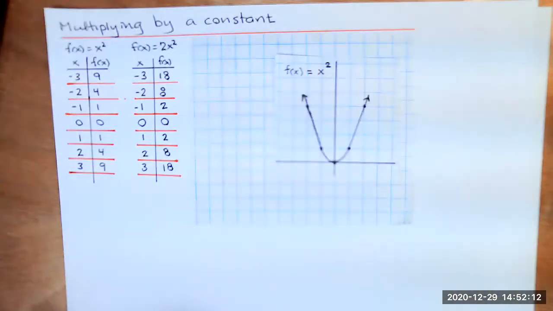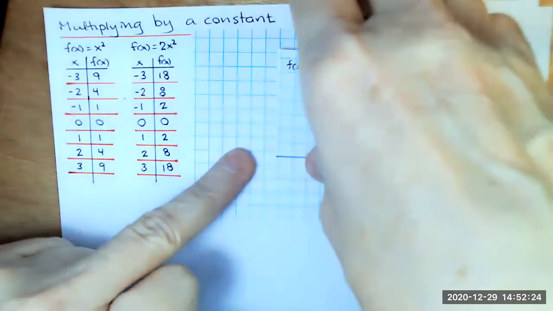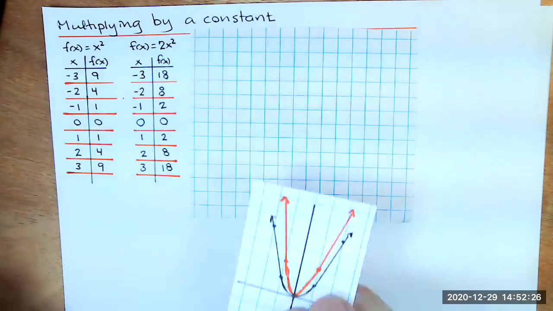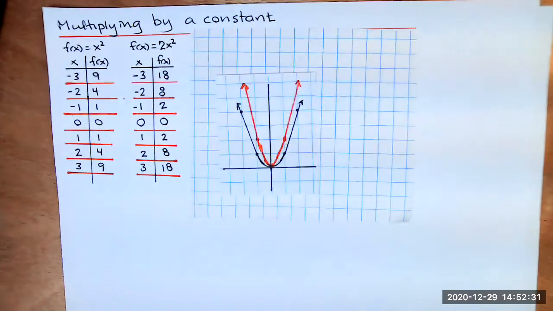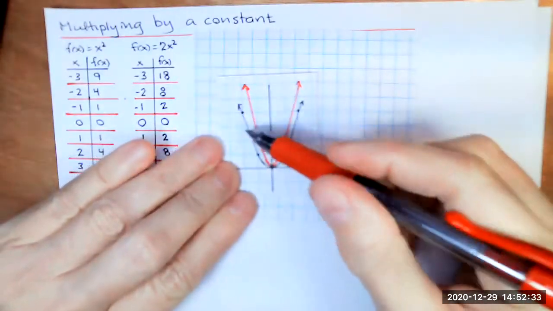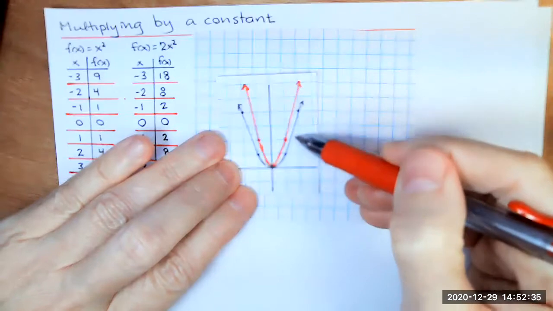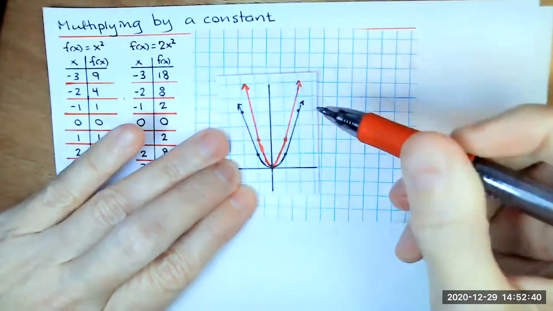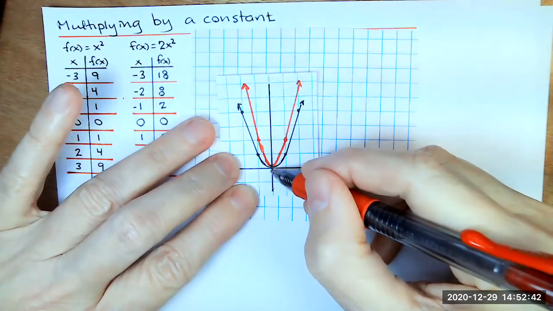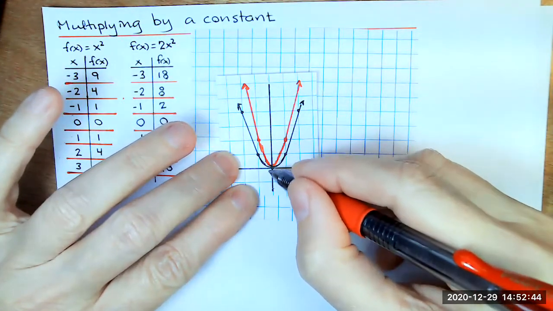Some teachers like to say it's stretched vertically, but I prefer to think of it as being a function that increases or decreases twice as fast. So we talked about the average rate of change in the last section. So you have your basic parabola, and then the parabola that's been multiplied by 2, and try to think of the average rate of change between 2 points now.